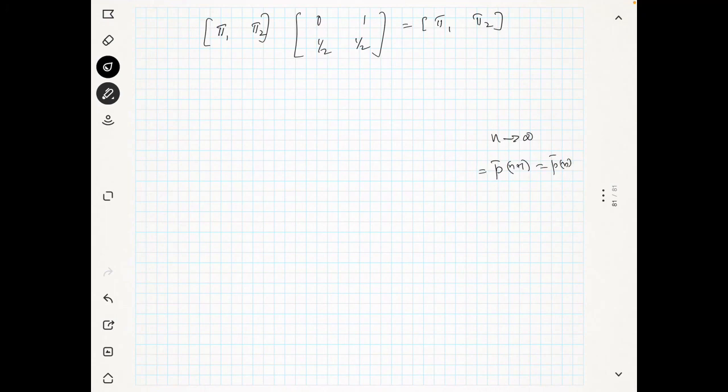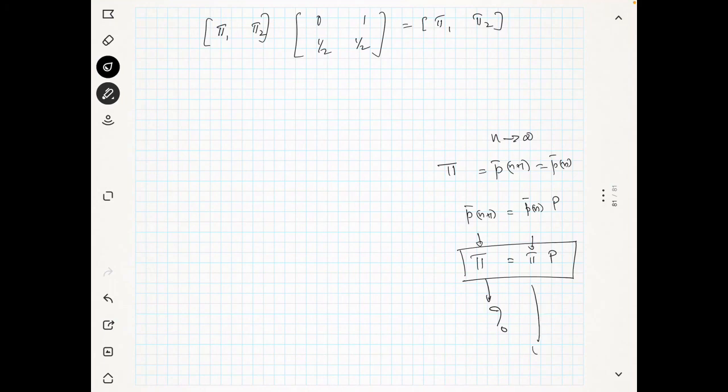So in general, I can give it as pi. But how to find Pn plus 1? Pn plus 1 can be found out by Pn into P. But this is equal to pi, and Pn is also equal to pi. So pi is equal to pi into P. So what is this pi? That is the final distribution after a long run, and that can be found out by solving this equation. So solve this equation and find pi.